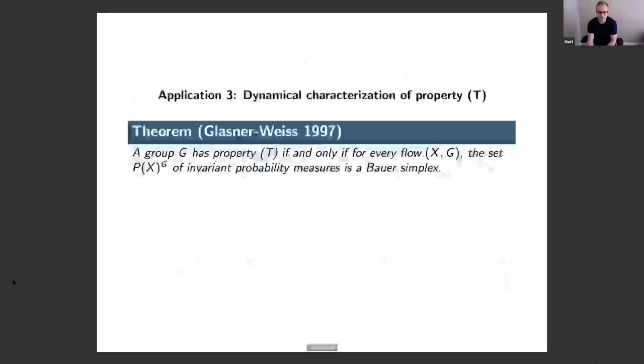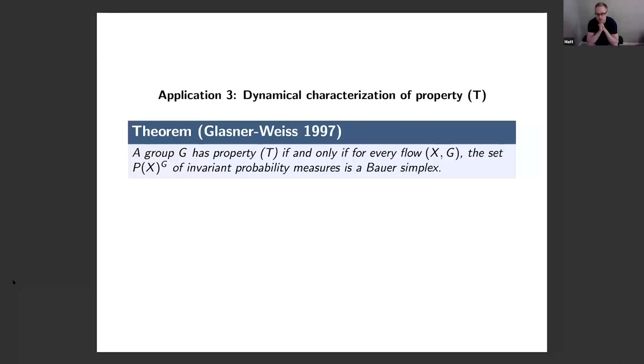And the third application I want to talk about is a dynamical characterization of groups that have property T. So I won't say so much about property T. One definition is that if you look at the unitary representations of your group, then it has property T. That's saying that the trivial representation is isolated in a certain sense, which you can make precise. So it's far away from the other unitary representations.